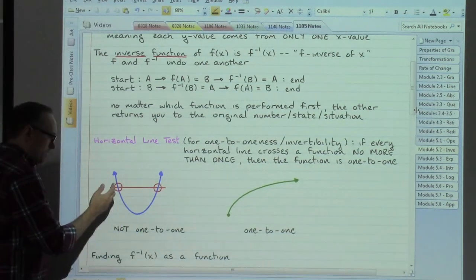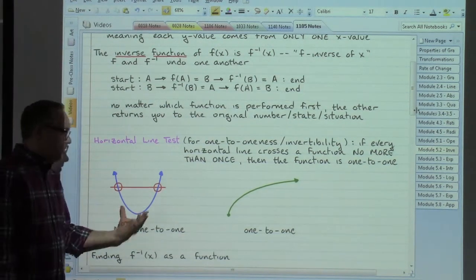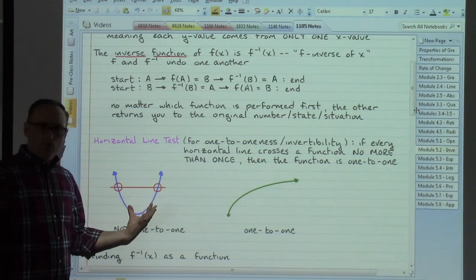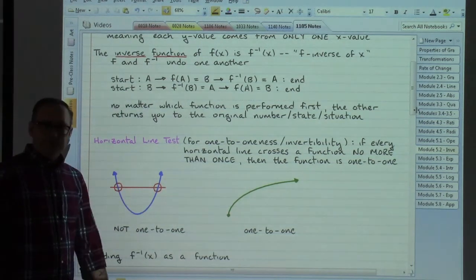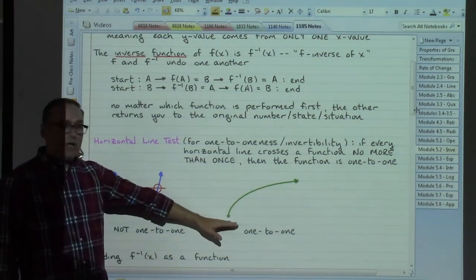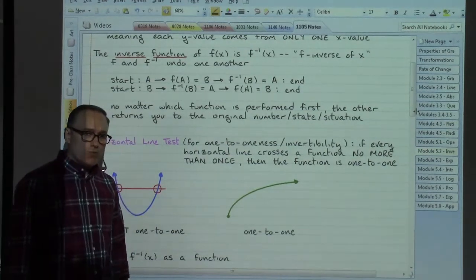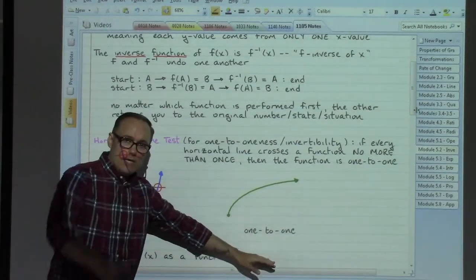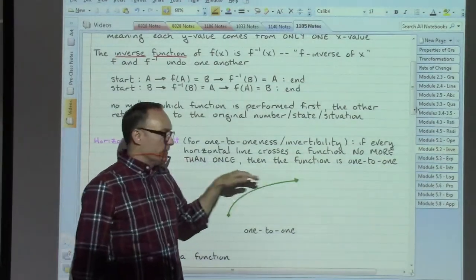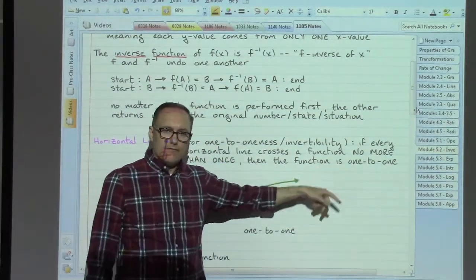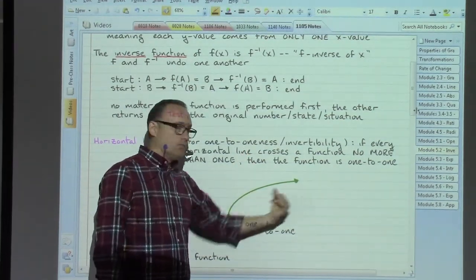Cool. Oh, snap. Not one-to-one. So, hey, there's one of our real basic functions right there. Quadratic function, not one-to-one. Square root function, that is one-to-one. Horizontal line hits once. Horizontal line down here hits no times. Horizontal line hits once. Horizontal line hits once. Far enough out that way. That's all good. That's going to be one-to-one.